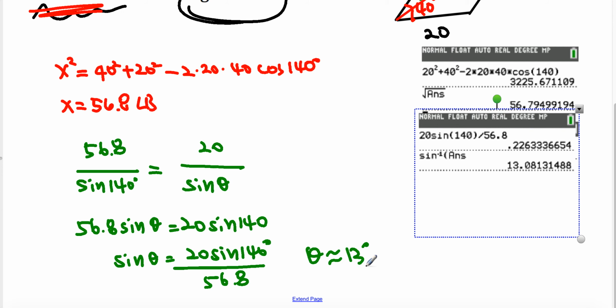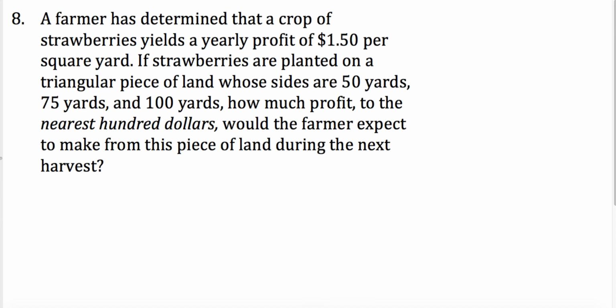All right, let's move on to the next question. Number 8, a farmer has determined that the crop of strawberries yields a yearly profit of this much per square yard. So if you know the area, then we can calculate the profit. If the strawberries are planted on a triangular piece of land, 50 yards, 75, and 100, how much profit?